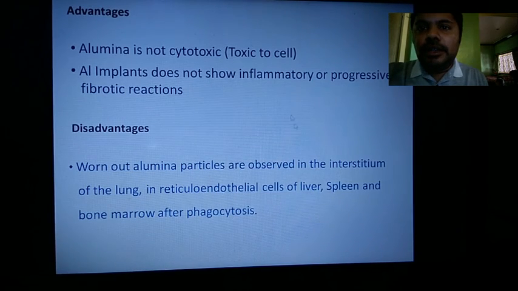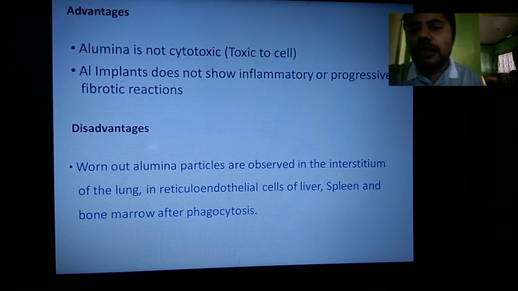Hopefully we can see the zirconia implant in the next presentation. These are all the importance of alumina.